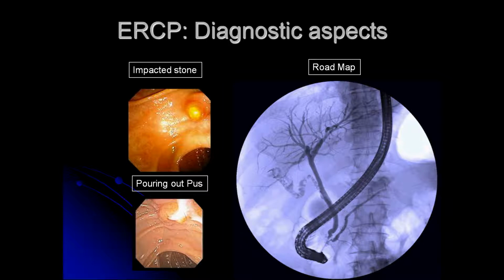And this still picture of cholangiogram clearly shows the bile duct, pancreatic duct, and also a very tortuous cystic duct and gallbladder. Typical hockey stick appearance of the endoscopy is seen.